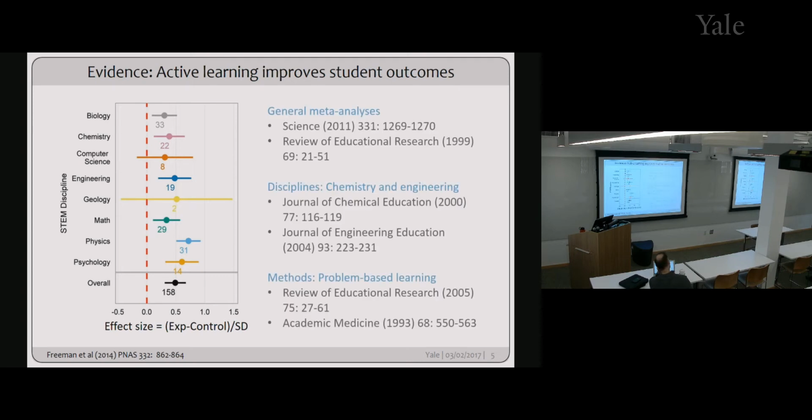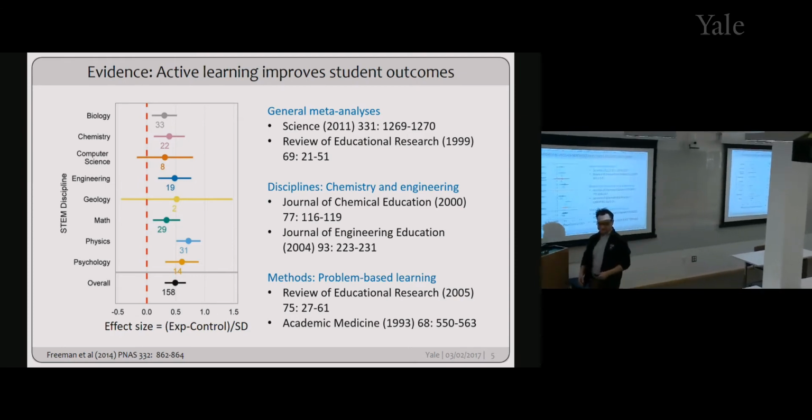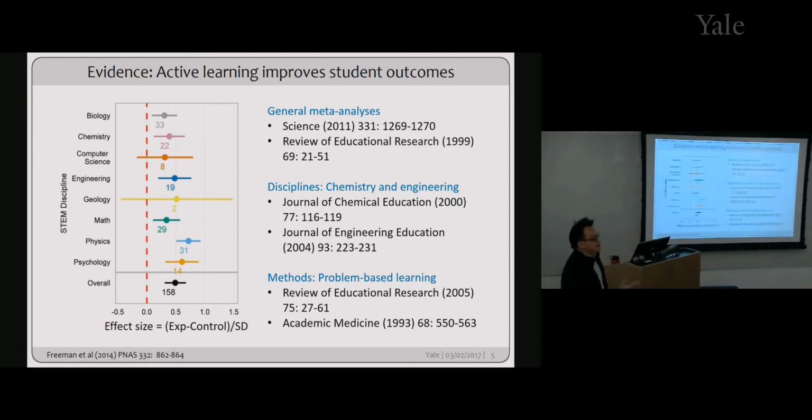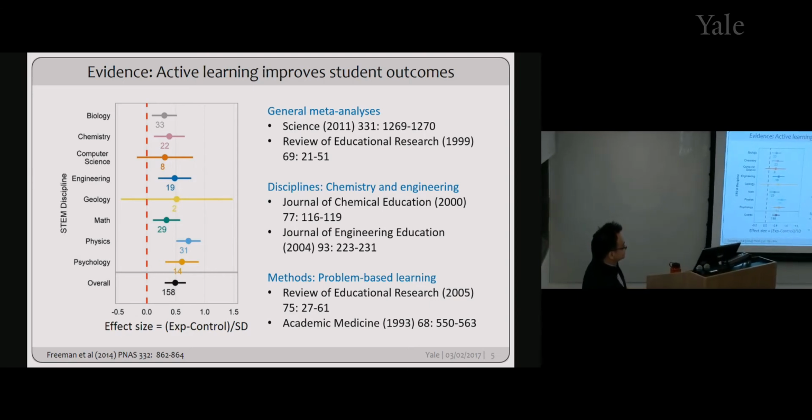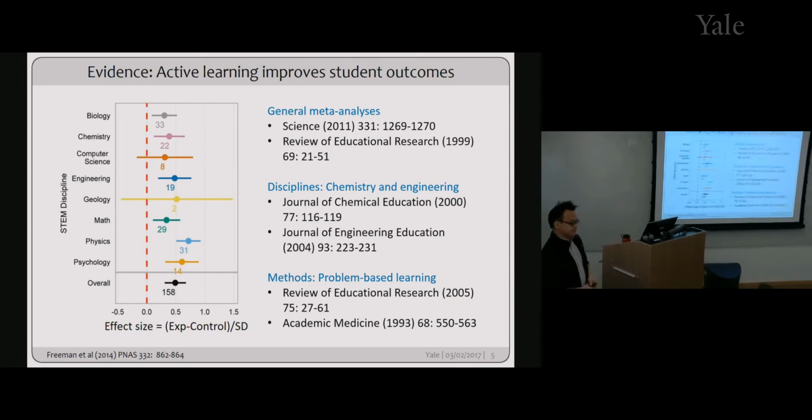That's not the first meta-analysis, and it's probably not going to be the last one. There are a number of them on general ideas related to active learning in higher education. There are discipline-specific ones; here's one in chemistry and in engineering. And there are other ones specific to different kinds of active learning strategies, such as a number on problem-based learning, which is often used in various medical schools.